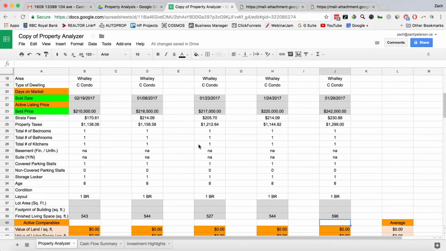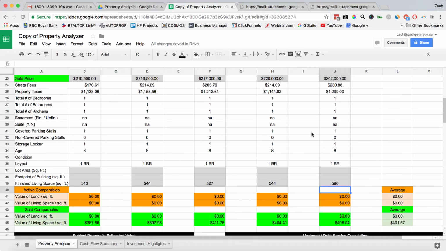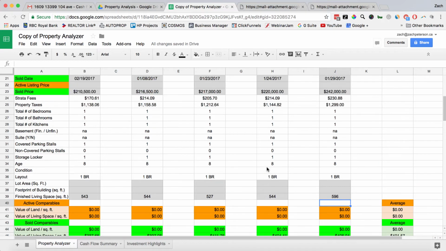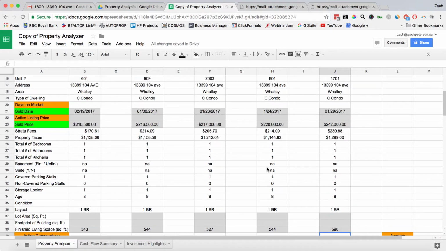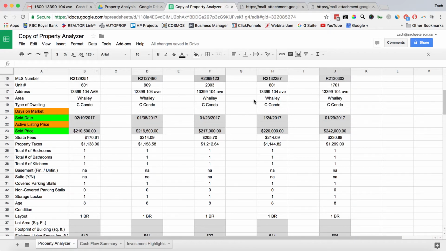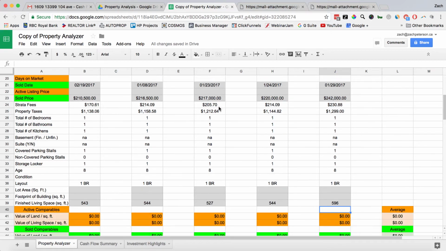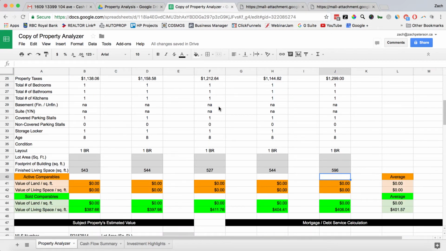Alright, so we've got all the sold prices here, and we've got all the square footage. You'll see these are really good comparables. They're all in the same building, so it's going to give us a really good idea of what the price per square foot is worth. You can see we got 387, 397, 411, 404, and 406 for an average price per square foot of $401.57.